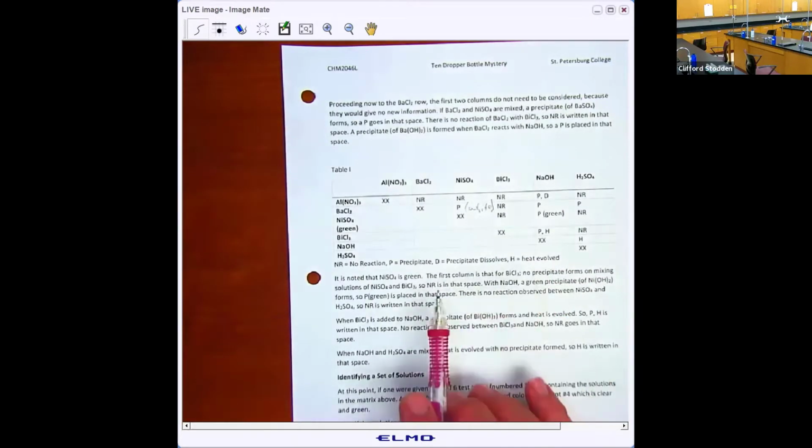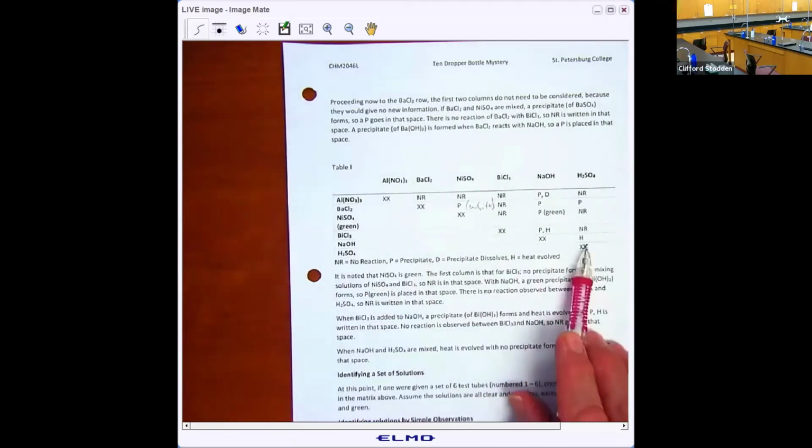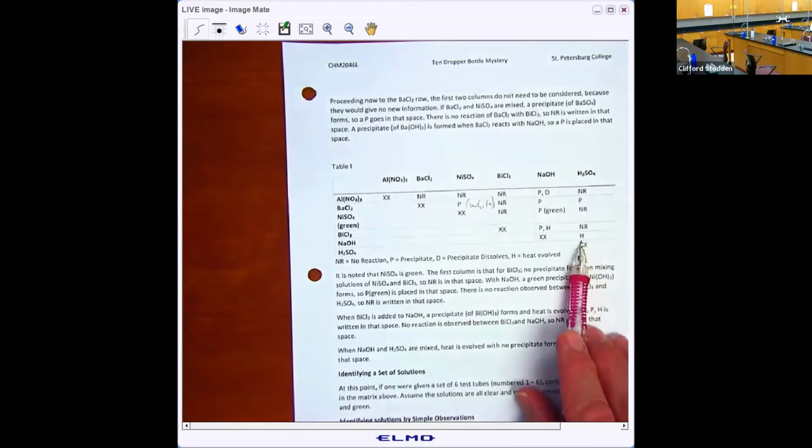Another example is if you mix sodium hydroxide over here with sulfuric acid, that's an acid plus a base. So the H there signifies that there's some heat released on that one. So as a matter of fact, anytime you have an acid and a base mixed together, you should see that there's heat released.